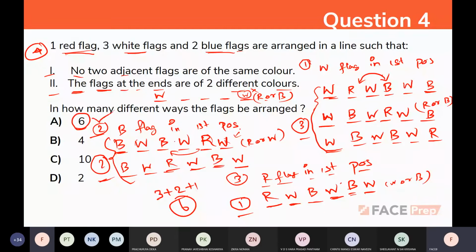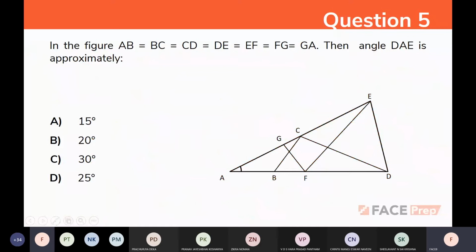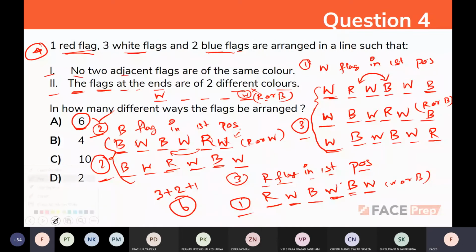This method is also easy, and another method will be very simple, but you need to remember a concept. Shall I erase this? Any doubt in this? If you have no doubt, put N in the chat box. If you have doubt, you can ask me. Okay, I assume no doubts. So let me erase all things.